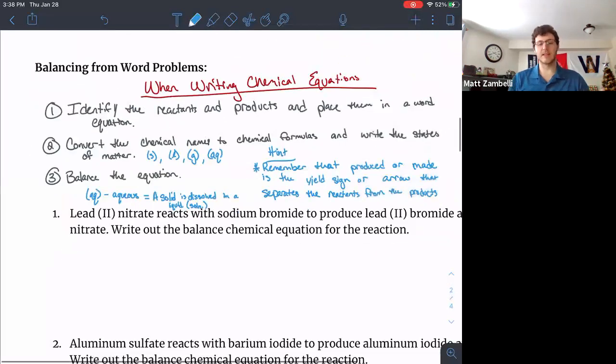Most of the time, aqueous is going to be the one we're talking about because most of these are going to be solids that we've dissolved into our solution. So we're going to have to use those symbols as well to include them in our balanced chemical equations. So let's do this first one together using all these steps. Step 1 says to identify the reactants and products and place them in a word equation. So let's do that. Which ones of these are the reactants and which ones are the products?